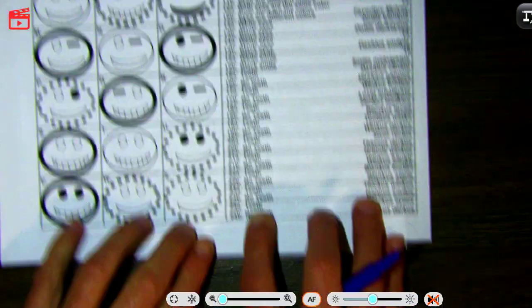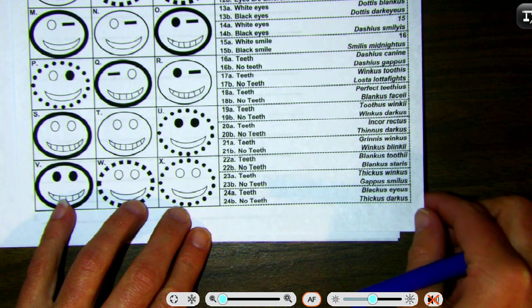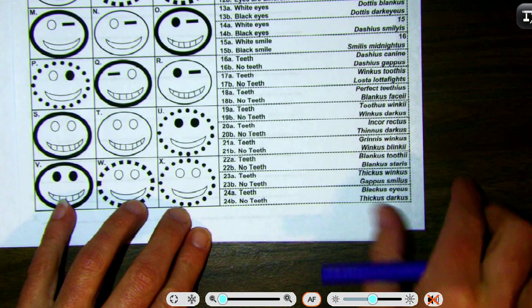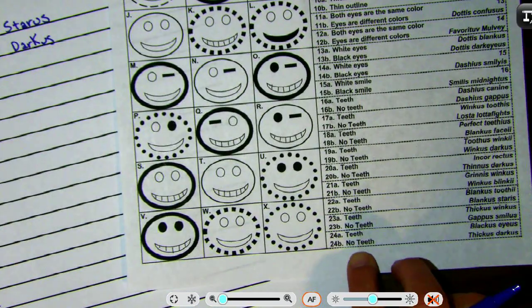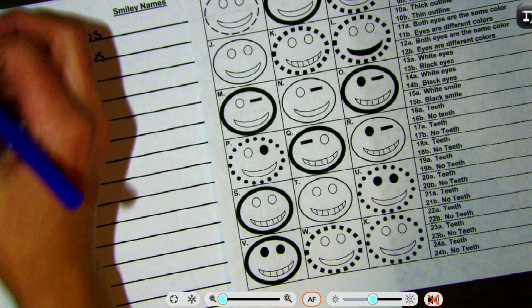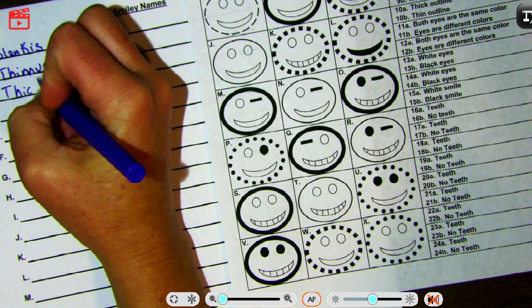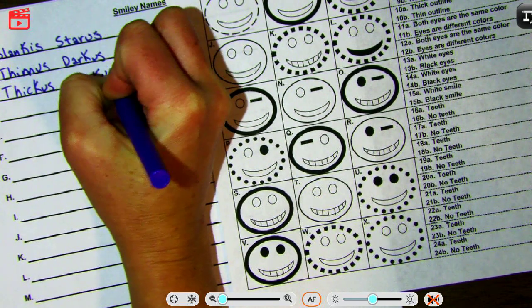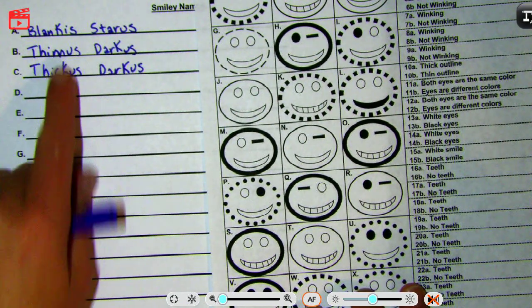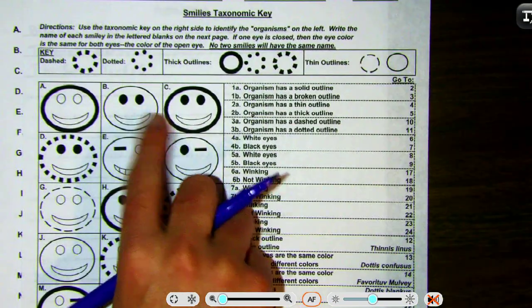So this is the blackest eyes. Oh no, thickest, darkest. Yeah, no teeth. He had no teeth, right? So it's thickest, darkest. And you can tell thinnest, darkest, they pretty much had the same thing going on except that thick outline, right?